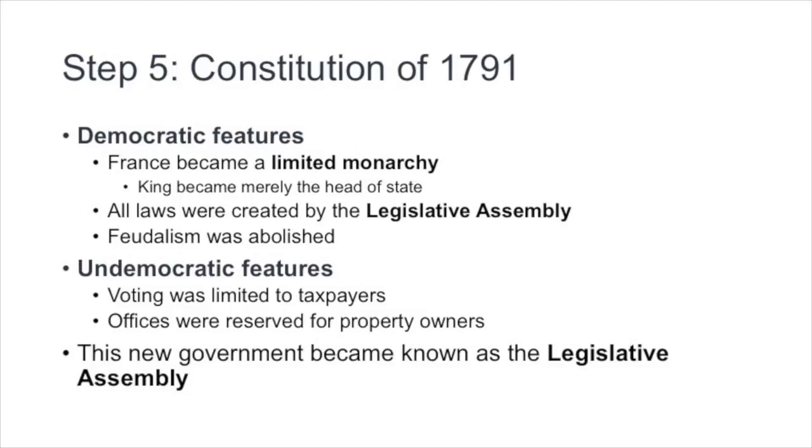And lastly, although they kept the king for the time being, it would be a limited monarchy. Essentially, Louis would just be a figurehead. All laws would be created by the legislative assembly. Feudalism as a whole, the title marquis specifically, would be abolished. Undemocratic features, such as voting, was limited to taxpayers, unfortunately. Officials were reserved for property owners. But this new government became known as the Legislative Assembly, and the old regime would be forever abolished and destroyed.